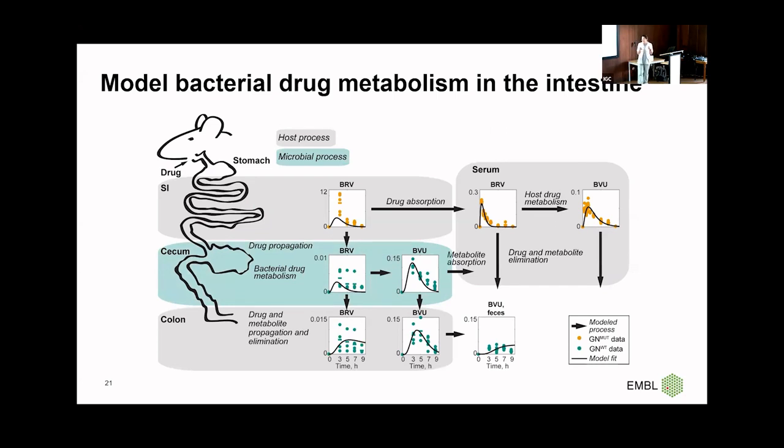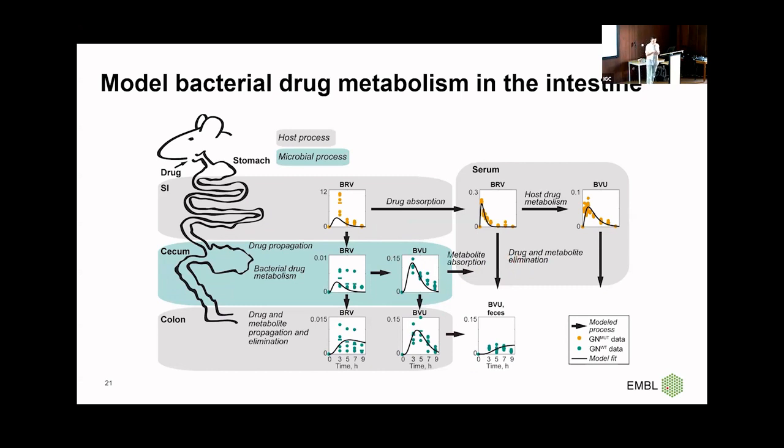And we can parameterize this series of ordinary differential equations for the host parameters using the data from mutant colonized mice, because in mutant colonized mice there is no microbial contribution to drug metabolism. And then for the mice that are colonized with wild-type bacteria, the drug that remained in the large intestine can be metabolized by bacteria. And this bacterial drug metabolite can either propagate down the gastrointestinal tract, or it can be absorbed into systemic circulation.